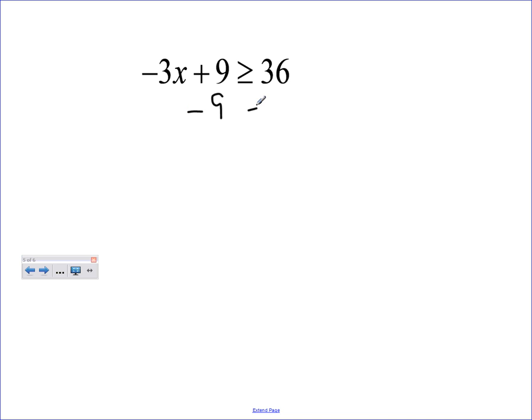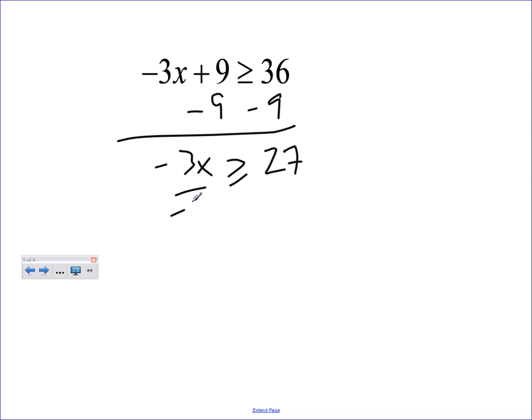Subtract now. Negative 3x is greater than or equal to 27. Divide by negative 3, x, negative 9. Look, we divided by a negative number, so we need to make this go in the other direction. And so there we are.